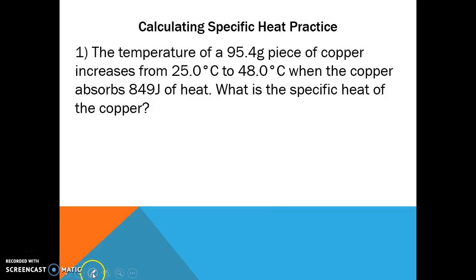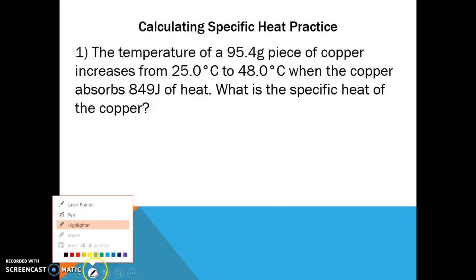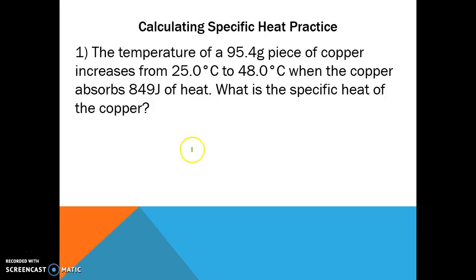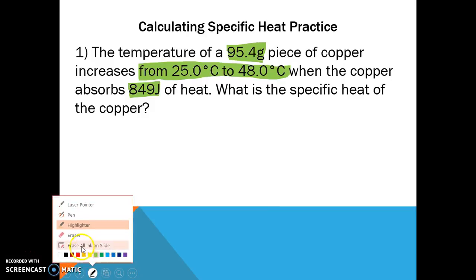So I want to identify any of the givens. Remember, those are just the things that have any kind of number and unit with them. So 95.4 grams is a given. That's a piece of information I need. And then it says the temperature increases from 25 degrees Celsius to 48 degrees Celsius. And then I've got 849 joules of heat. Those are all givens because they've got the number with the unit.